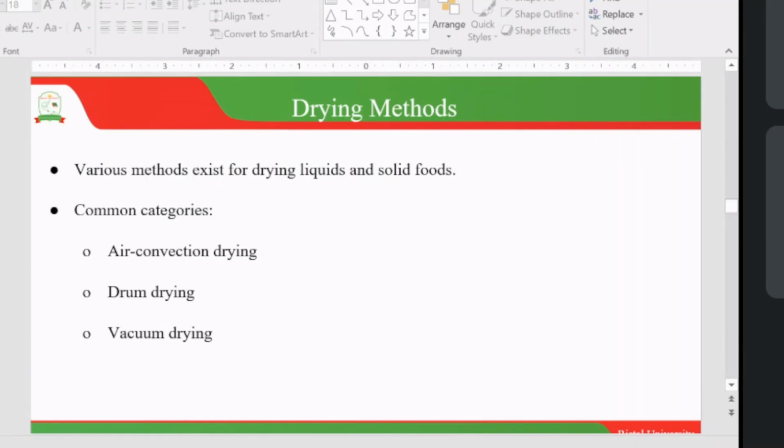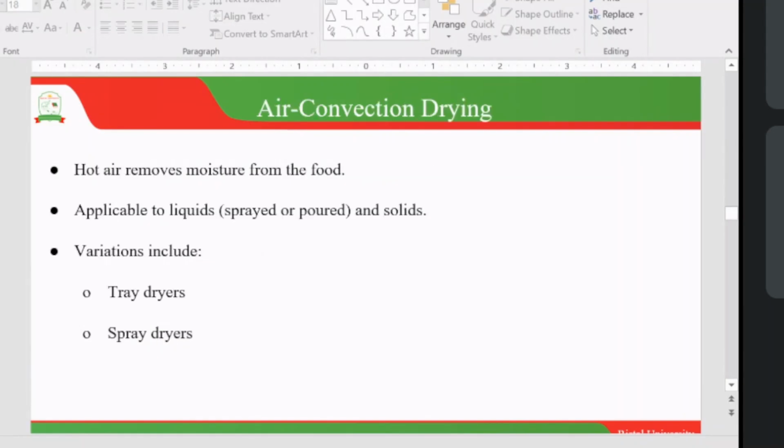So common categories, we have the air convection drying, the drum drying, and the vacuum drying. Okay, so for the air convection drying, we are looking at hot air removing moisture from the food. This is applicable to liquids, sprayed or poured, and also the solids. This is where we look at the tray dryers, the spray dryers, etc.